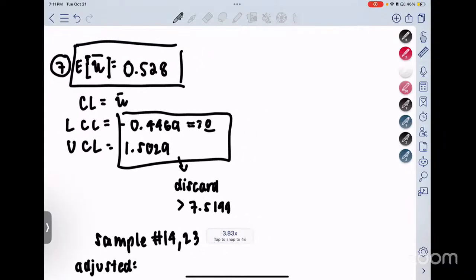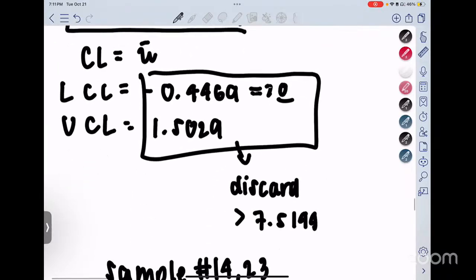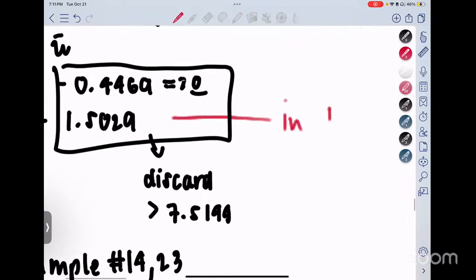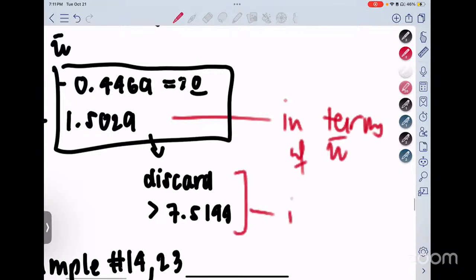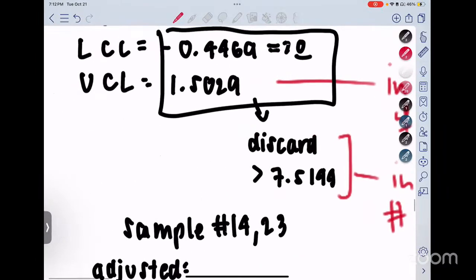The problem with this is, given that we have 5 samples, this is the U bar pa lang. This is the U pa lang. You convert it back to number of defects. So this is in terms of U bar, and this is in terms of number of defects, meaning you have to multiply it by 5, which is our n. So discard this amount.